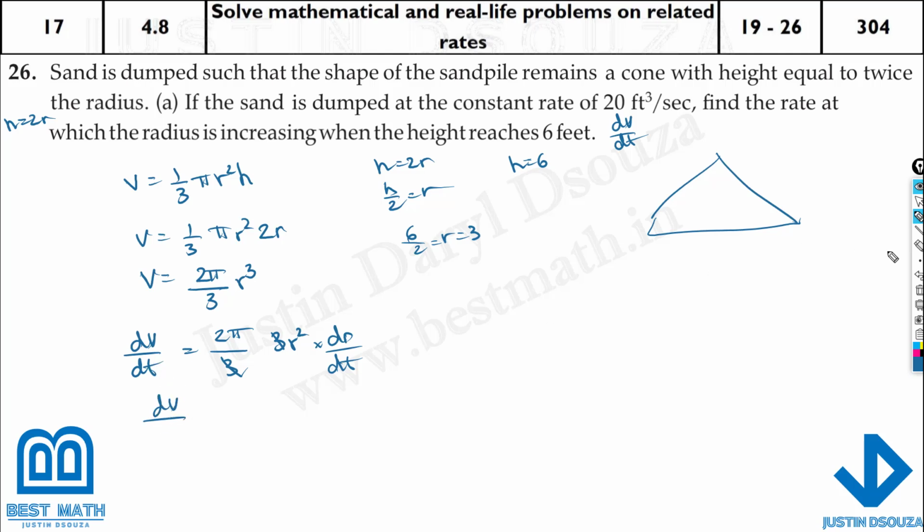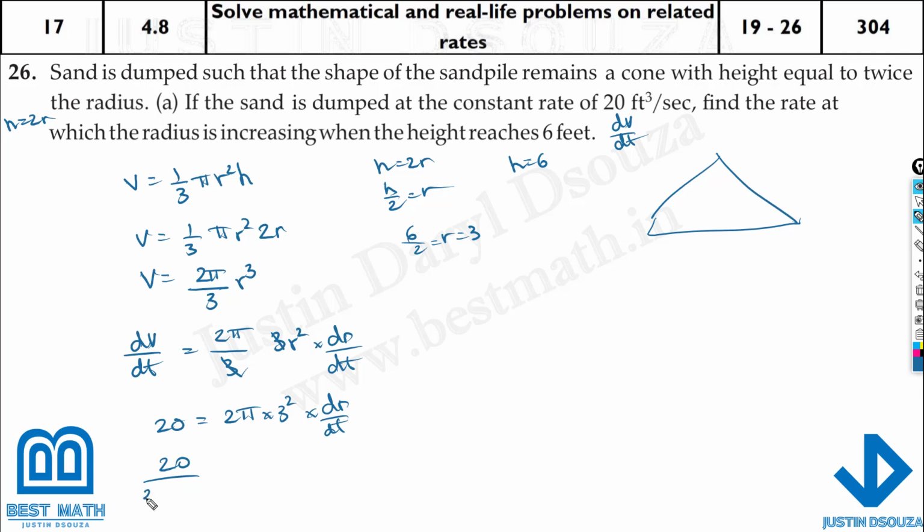Okay, what is dv by dt? I'm going to substitute this value as well. It is 20, that is equal to 2 pi r squared. R is 3, so it will be 9. When you put over here 3 squared, let me write it as 3 squared itself, times dr by dt. So take all these values to the other side and just solve it up.